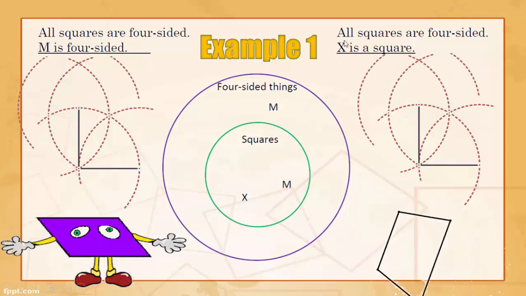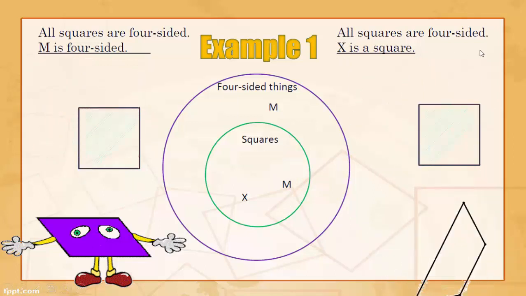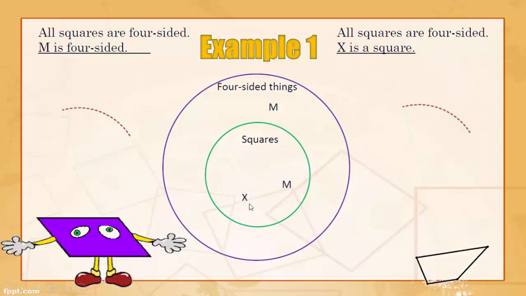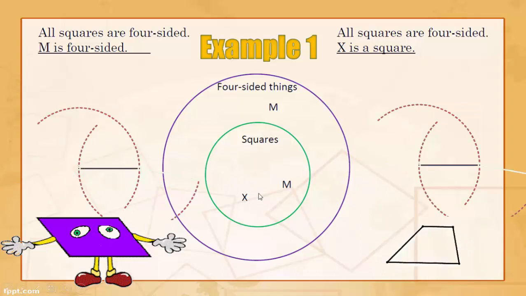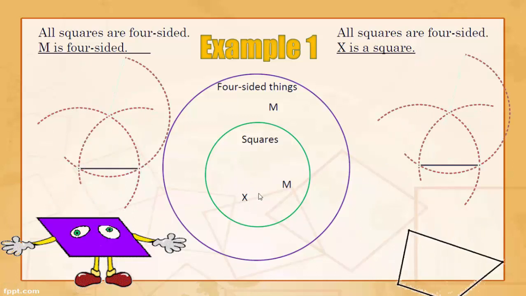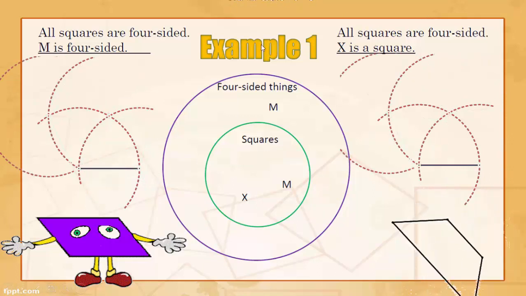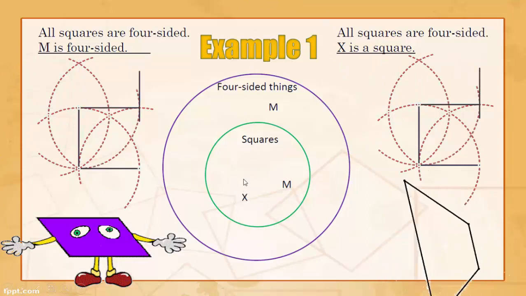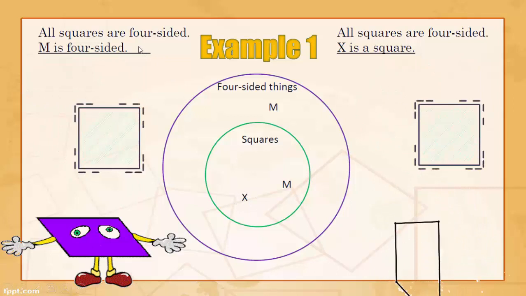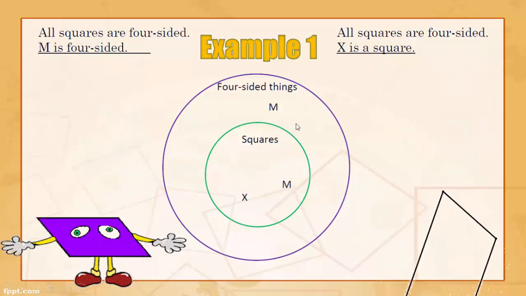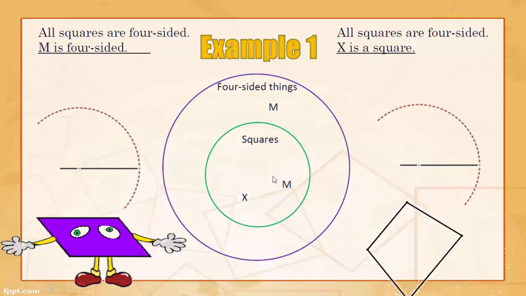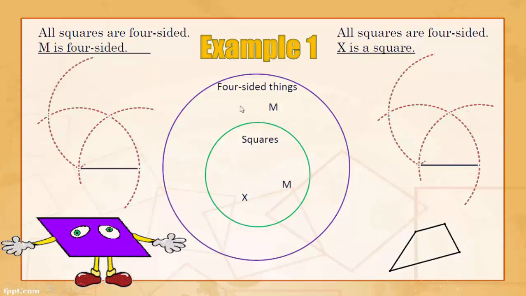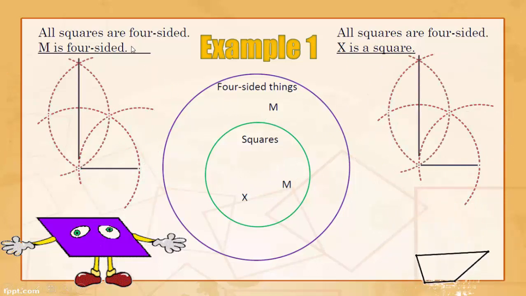Well, let's look at the other argument. All squares are four-sided. Okay, that's all right. And X is a square. So that means X can only be here. So thus, it turns out that the only conclusion that is true is this one, because it falls in one place in the Euler diagram, and this one is not valid because M falls in two places. So X falls in one place, that means this is valid, and M falls in two places, that means this argument is not valid.